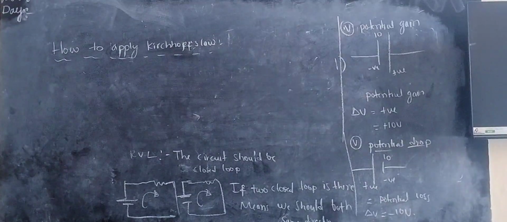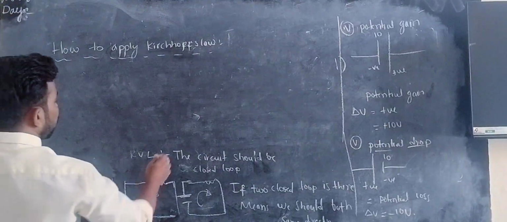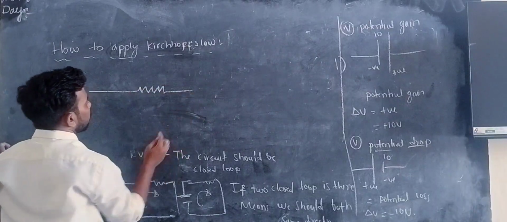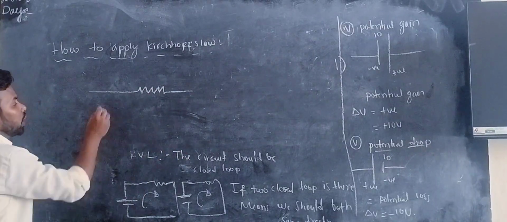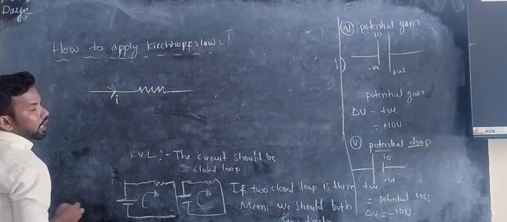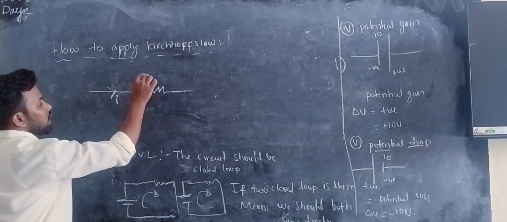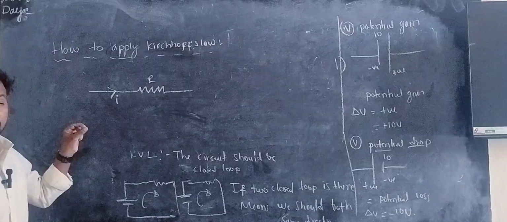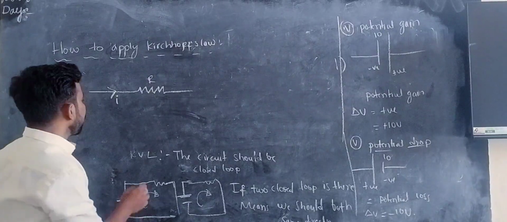Battery, now. So what is the rule for a resistor? Let us say this is the resistor, with resistance R. Here current I is flowing in this direction. Now to take the potential difference, what is the symbol we have to take?